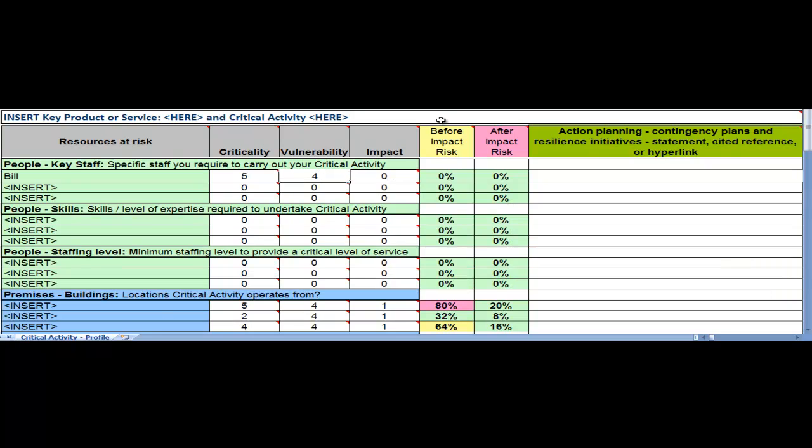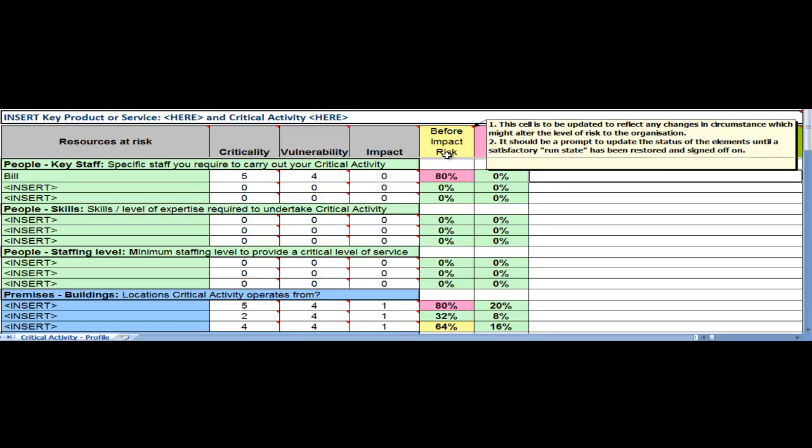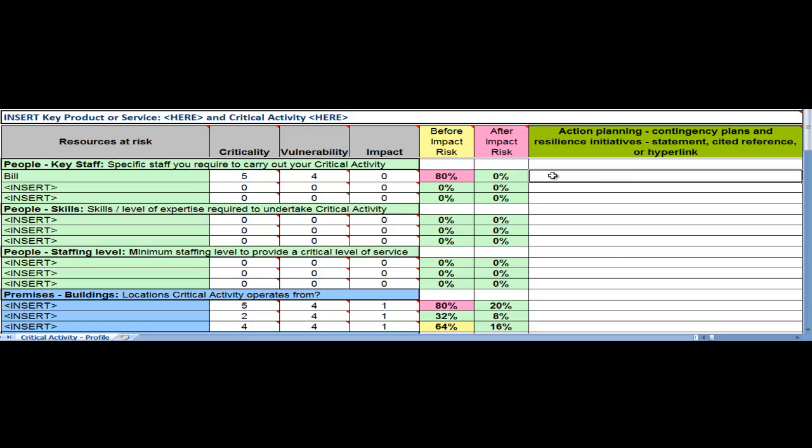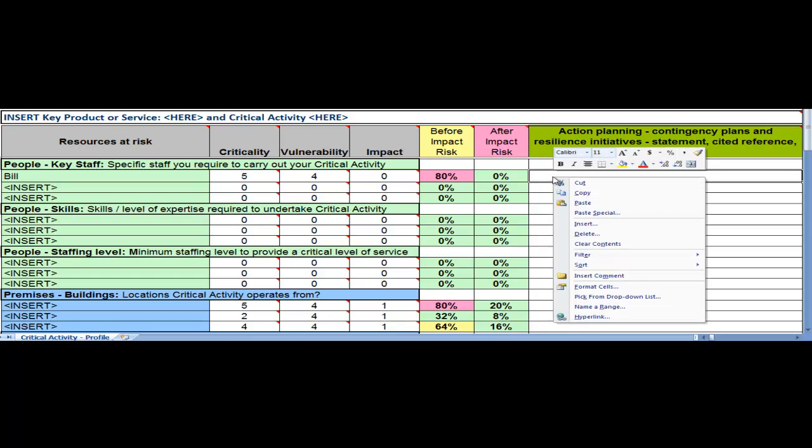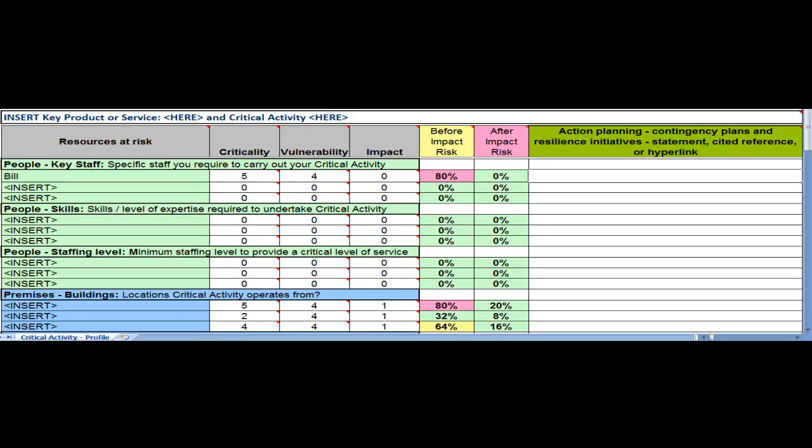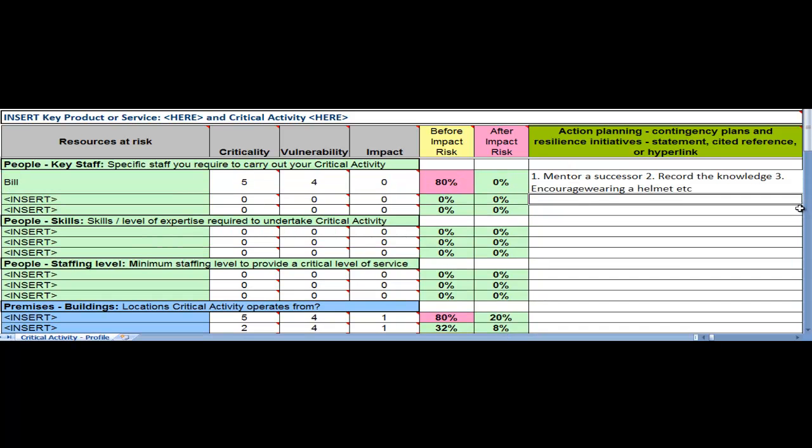that's probably high. In which case, if we come across to the edge of the screen, we can see that the before impact risk on our organisation is extremely high, red, and we need to do something about it. At minimum, we should be entering some mitigative actions, some interventions. So if we put in a couple of those, we could mentor a successor, we could record the knowledge, both would strengthen our intellectual property and its protection, and for him personally, we could encourage wearing of a helmet.